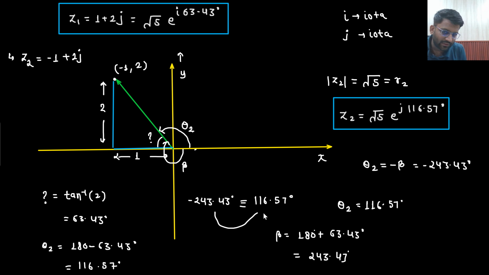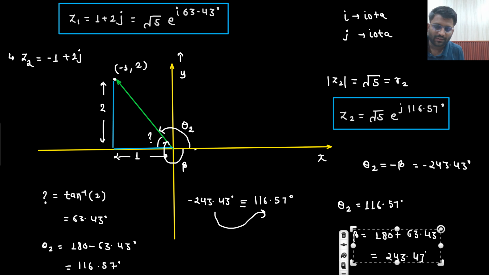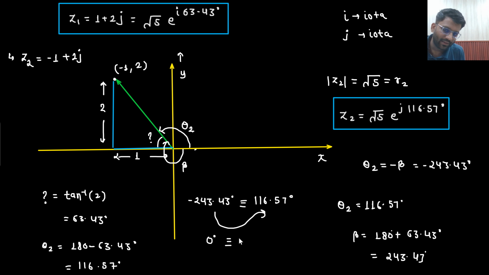Because if this negative sign goes to the other side, what will you get? 116.57 plus 243.43 degrees. If I take this side, here I will get 0 degrees and here I will get 116.57 degrees plus 243.43 degrees. So what does that mean? That means, sir, 0 degrees is equivalent to 360 degrees, which is true or not? Absolutely. Right? Are you able to understand this point?